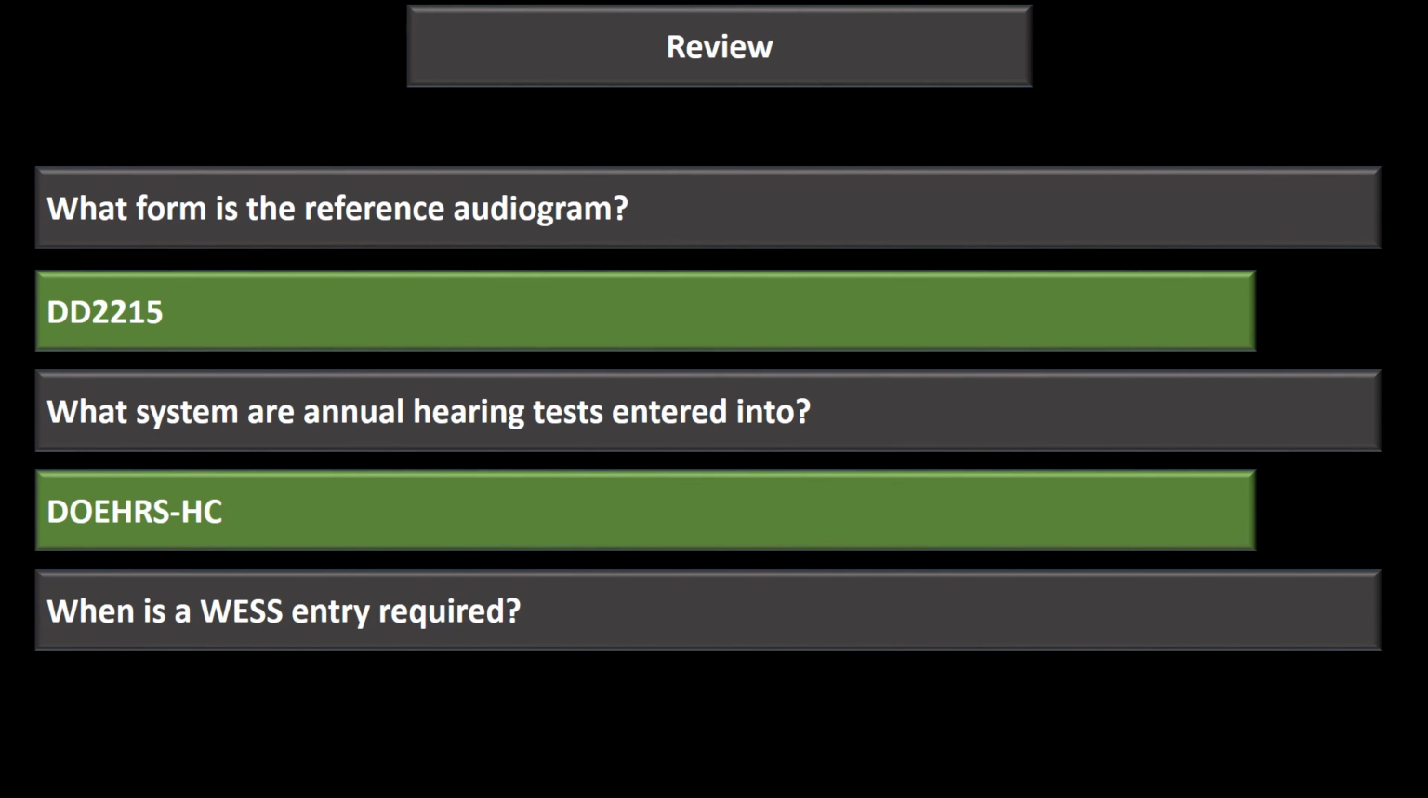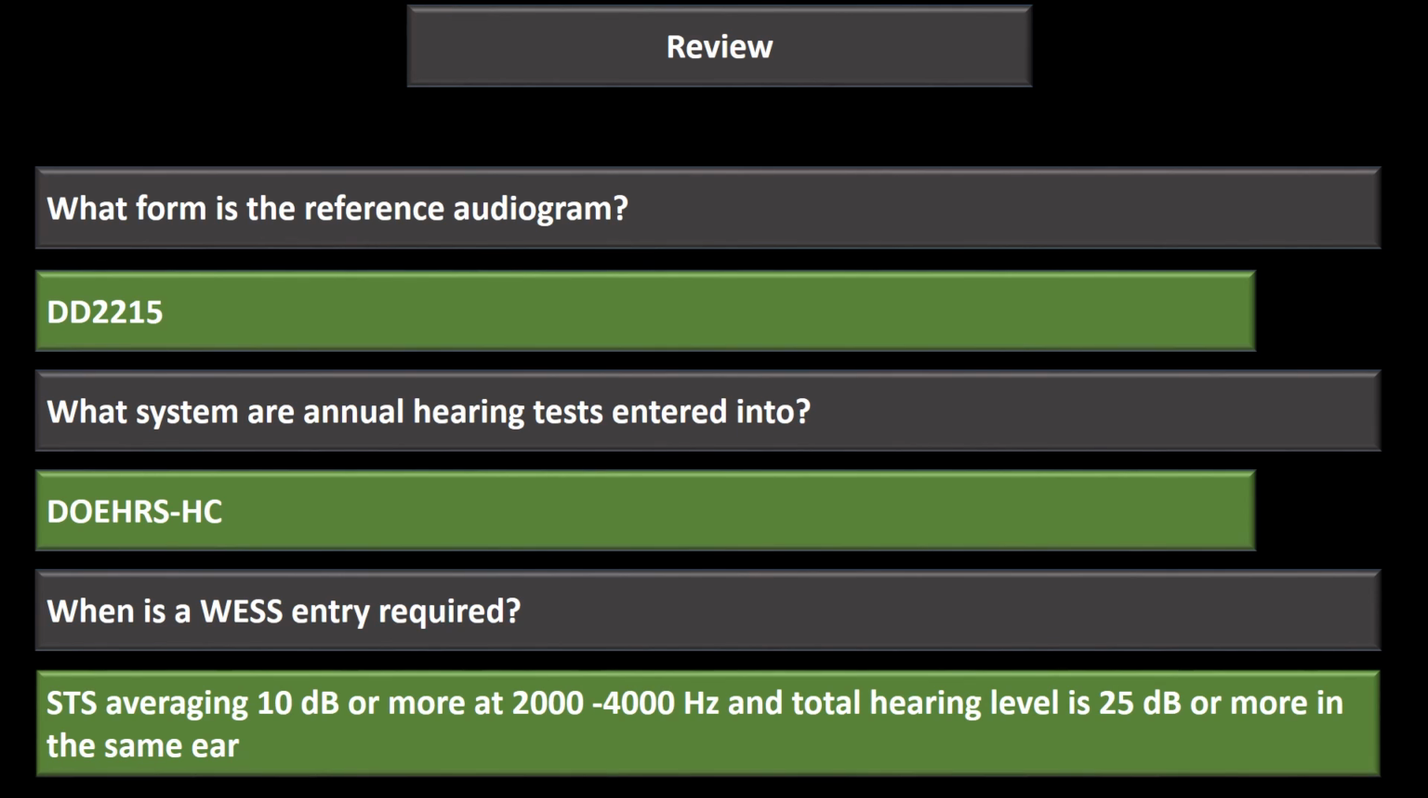When is a web-enabled safety system entry required? That is when we have a significant threshold shift averaging 10 decibels or more at 2,000 to 4,000 hertz, and total hearing level is 25 decibels or more in the same ear. So an average significant threshold shift of 10 decibels at 2,000 to 4,000 hertz, and it takes up to 25 decibels for them to hear that sound.